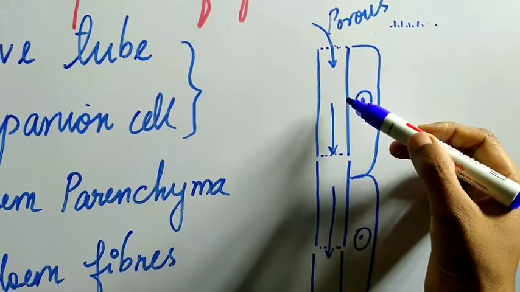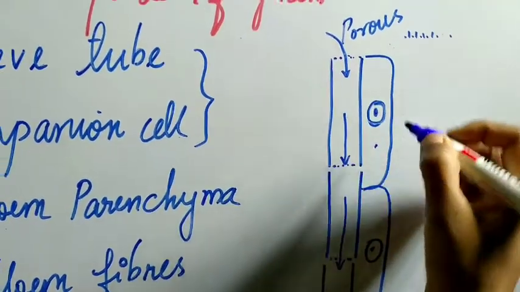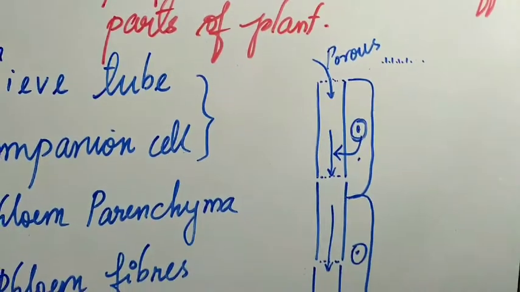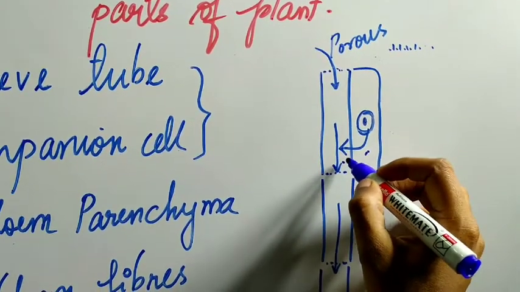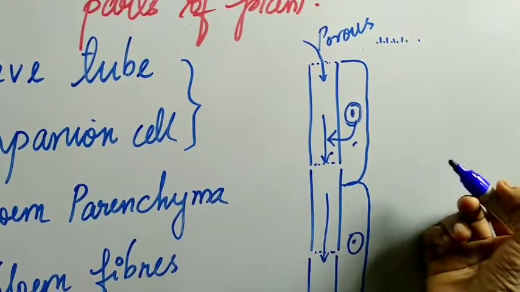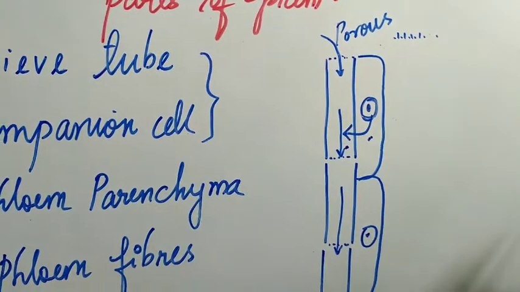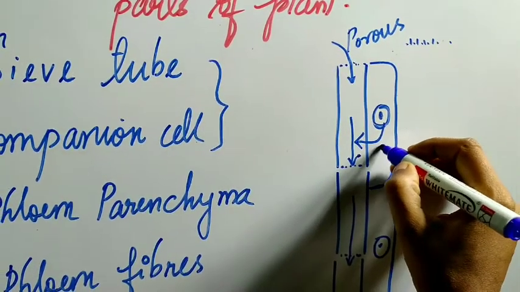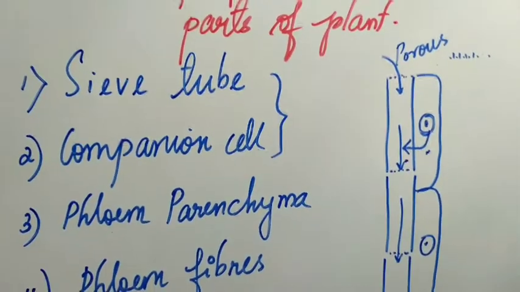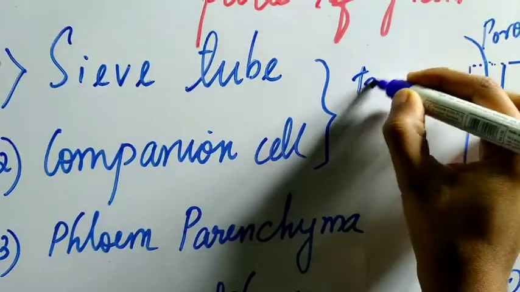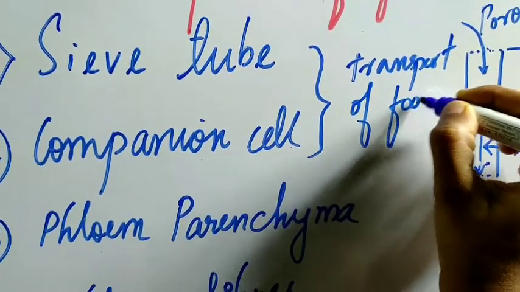Now sieve tube is a dead cell, companion cell is a living cell. So it is the companion cell with a nucleus which controls the activity of the sieve tube. Companion cell controls the different functions or the activity performed by sieve tubes. Sieve tubes cannot take decisions on their own because they are made up of dead cells. So who controls what their functions are, from where they should receive food, when they should receive it? The companion cell. Okay, so together sieve tube and companion cell are involved in transport of food. They are involved in transport of food.